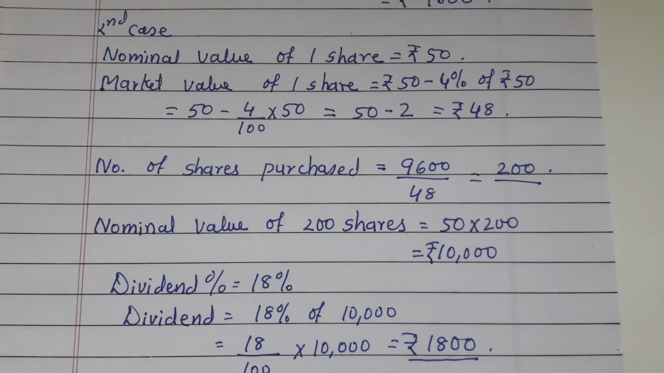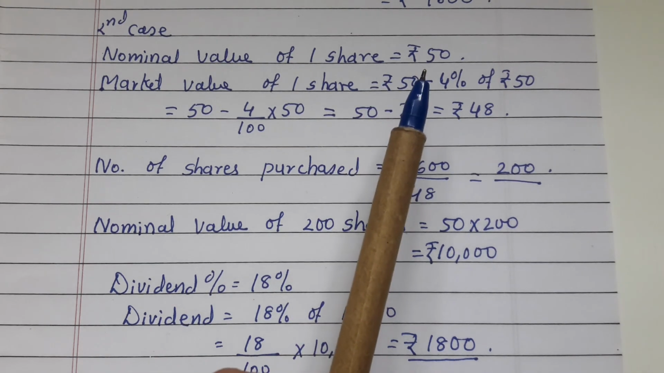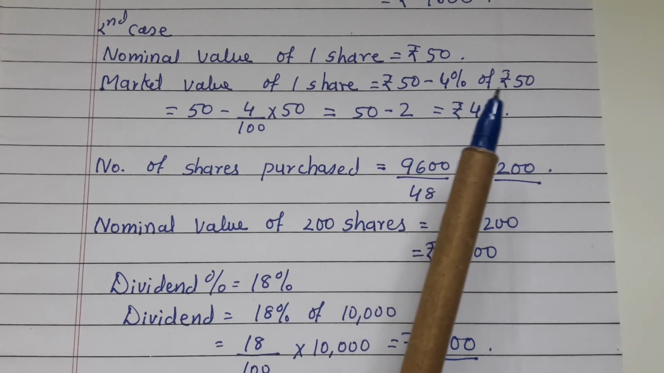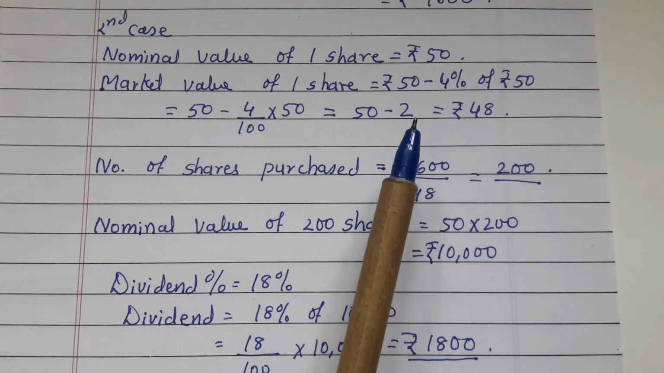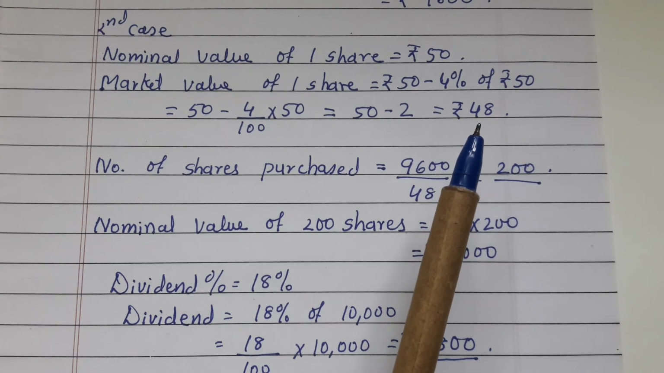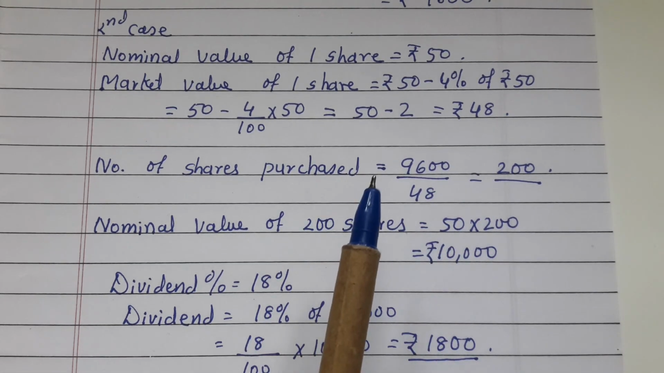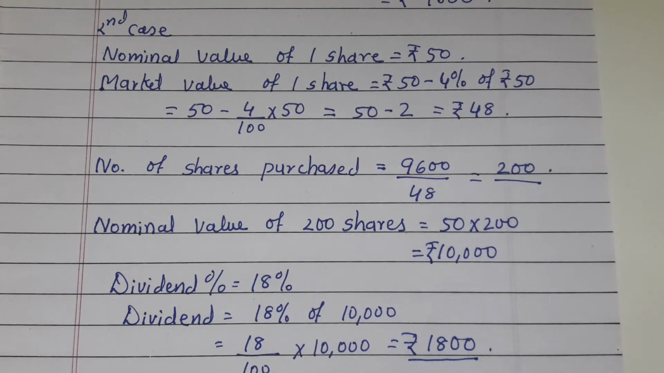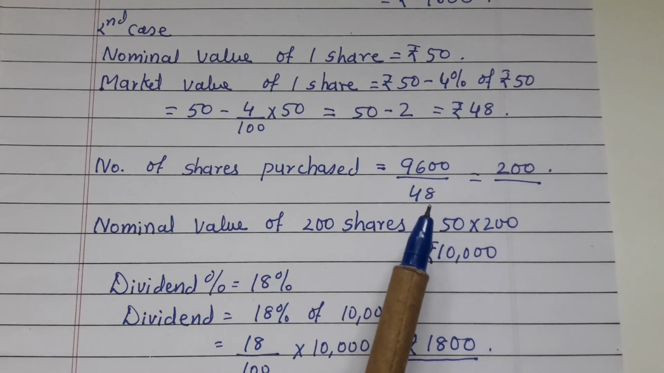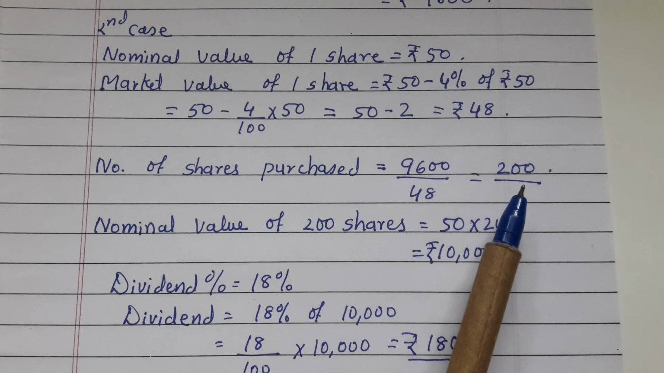Second case, nominal value of one share is rupees 50. Market value 4% discount. So 4% of 50 is 4 upon 100 into 50, that is rupees 2. 50 minus 2 is 48. Market value of one share is 48. Number of shares purchased: what was the market value of the 60 shares? 9,600. So 9,600 upon 48, that is equal to 200.